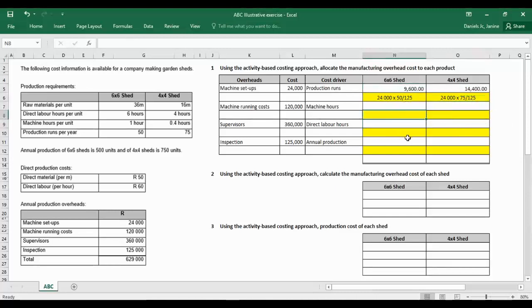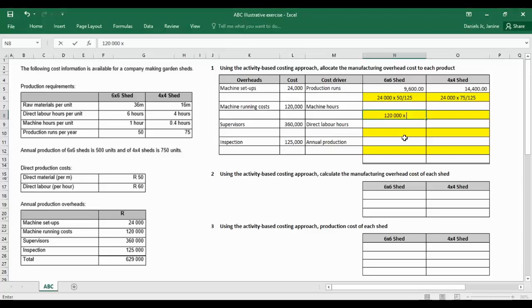Okay, next one is the machine running costs. So this is a total of 120,000. Okay, so this multiplied by the machine hours required for the 6x6 shed. Now, here you have to be careful because we are allocating the total costs. So therefore, we need to use the total machine hours, not the machine hours per unit, because that is just for one 6x6 shed. There's 1 hour for one 6x6 shed. We have to allocate it based on the total hours that's required.